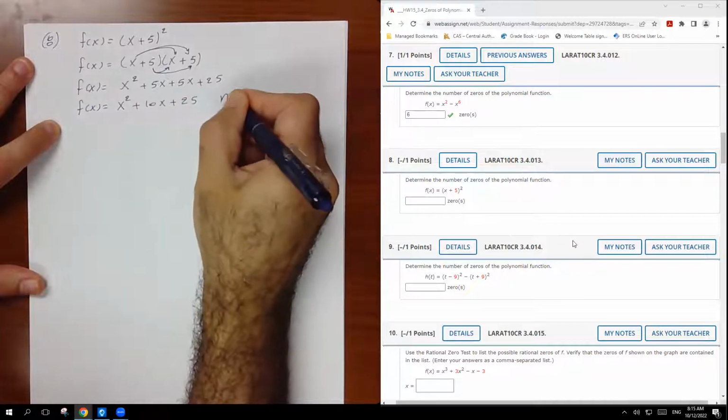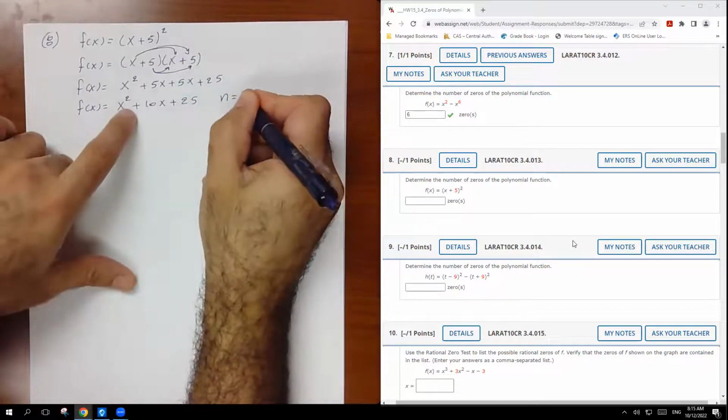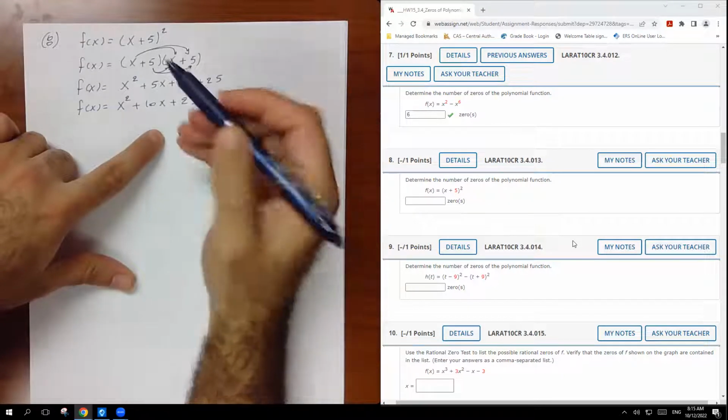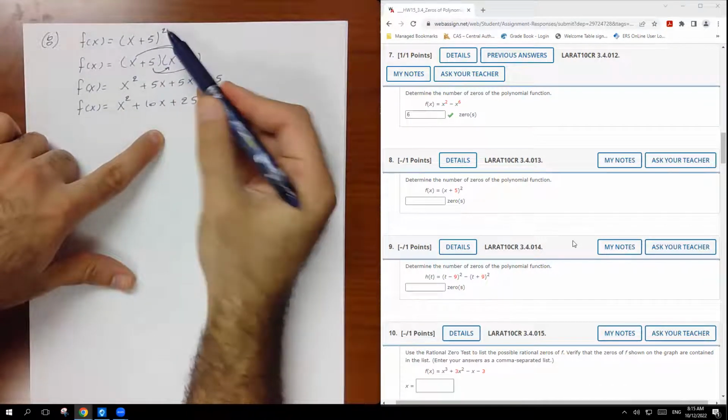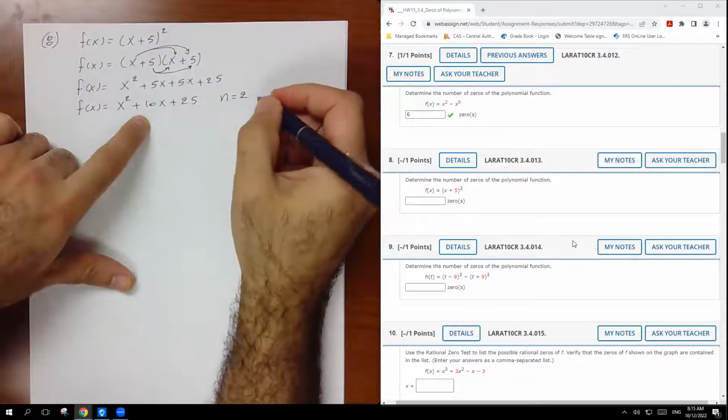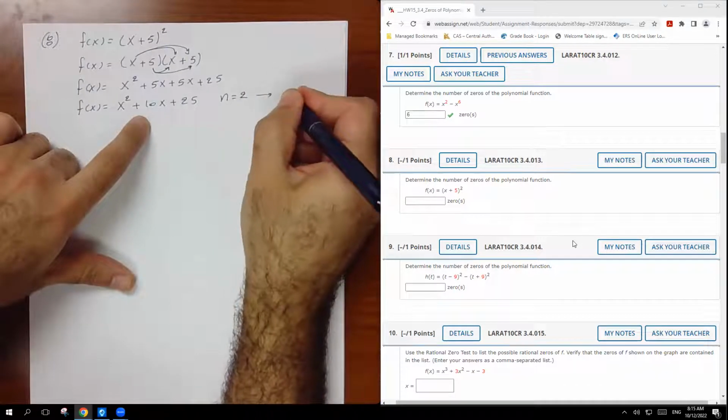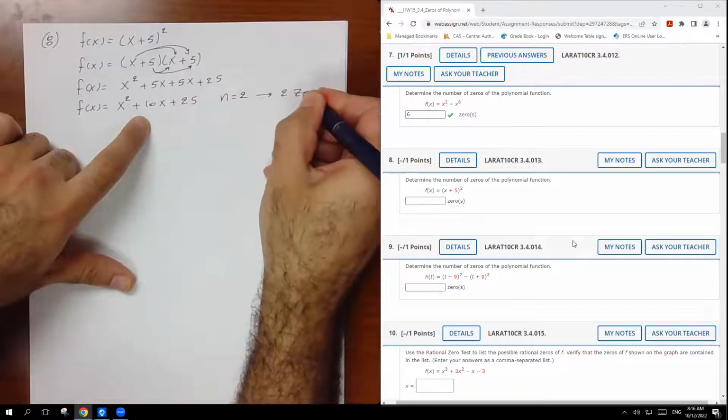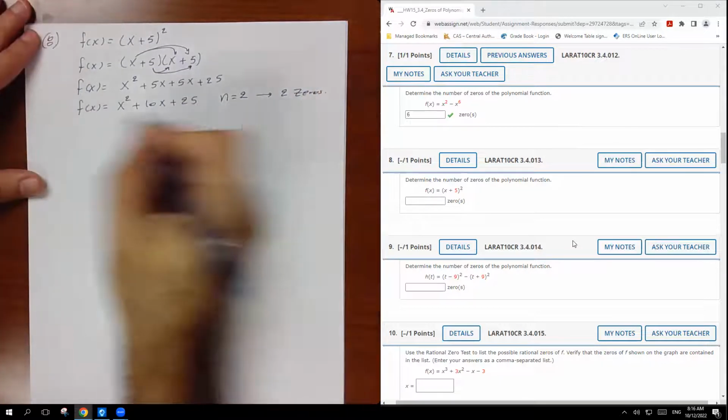Now in this case, n equals 2, which is the highest exponent. You're right, you can say that from here, it's x squared. But now n equals 2, that means we have 2 zeros. That's it for this example.